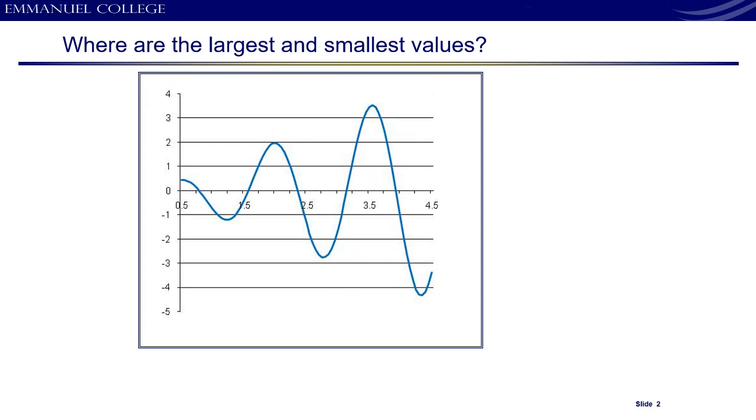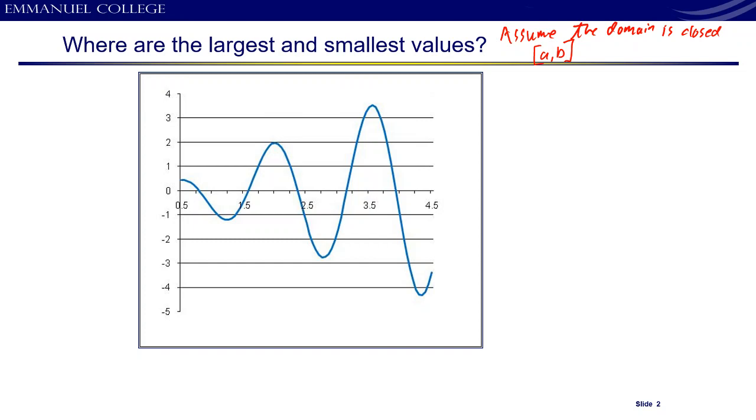So if you take a look at this curve, now assume this is a closed domain. So assume the domain is closed. So what I mean by closed, just go back to your definition. It just means you include your endpoints. So if we take a look at this and say, okay, what are the largest and smallest values?